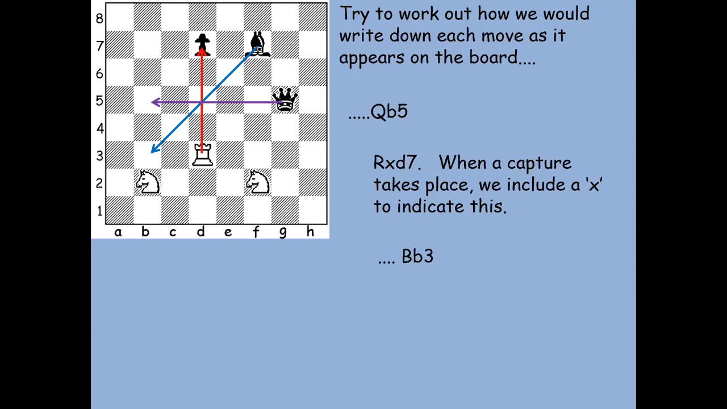Capital B for the bishop, and then a small b for the square, and that indicates bishop to B3. Slightly darker red arrow for the white knight there. Now this one's a little more tricky.